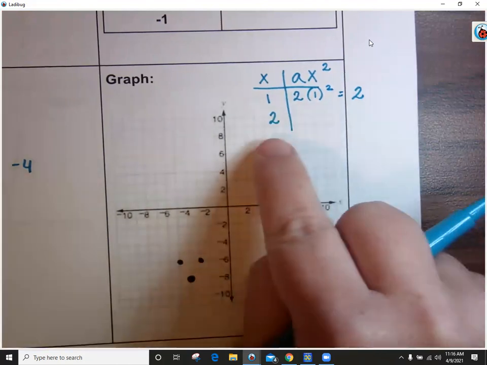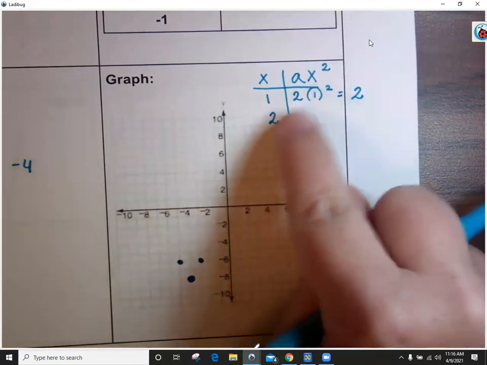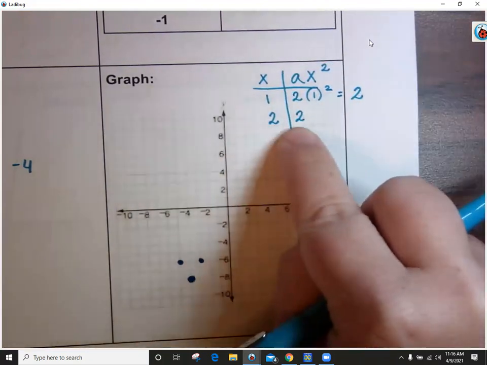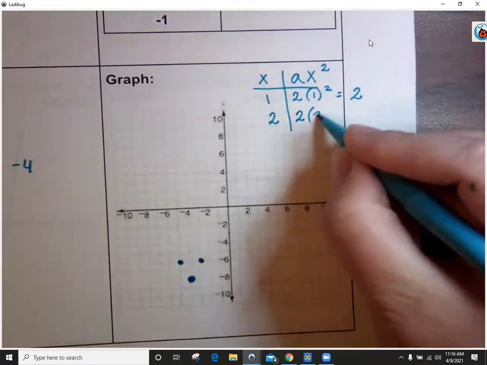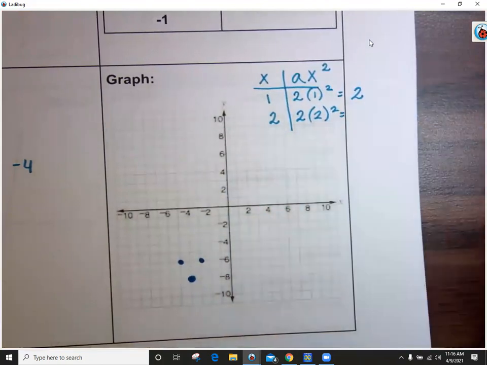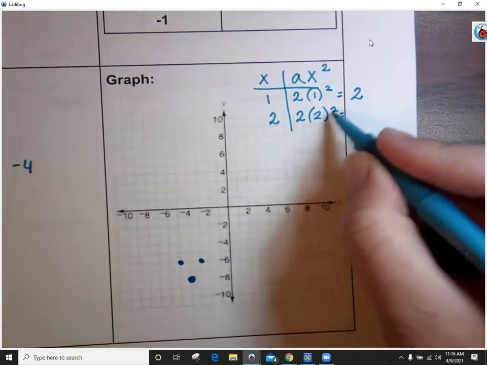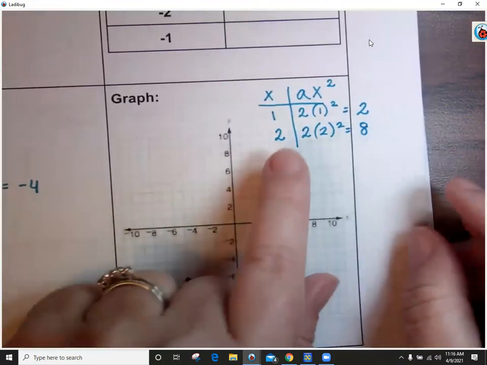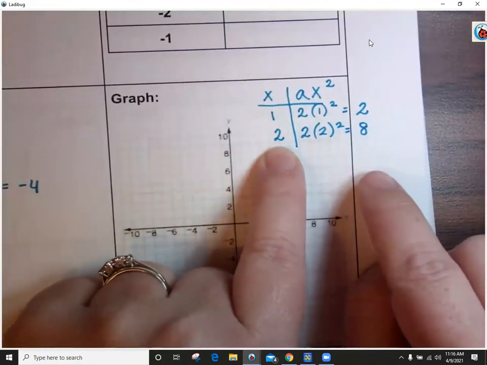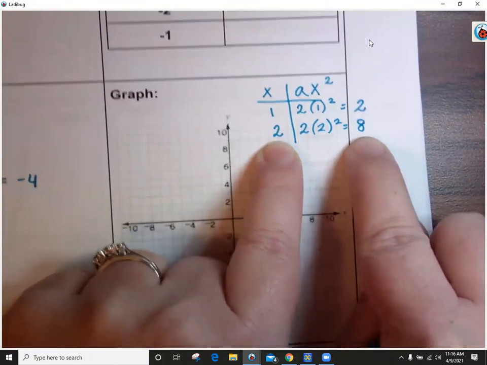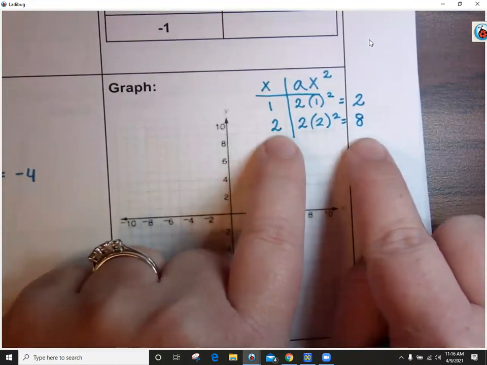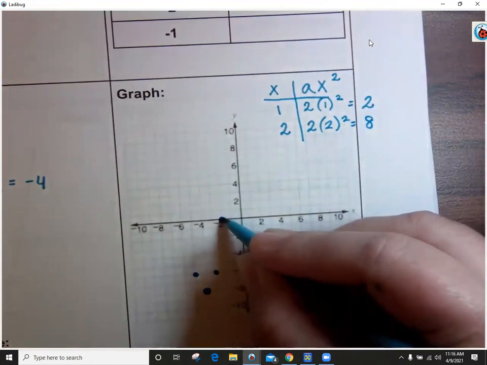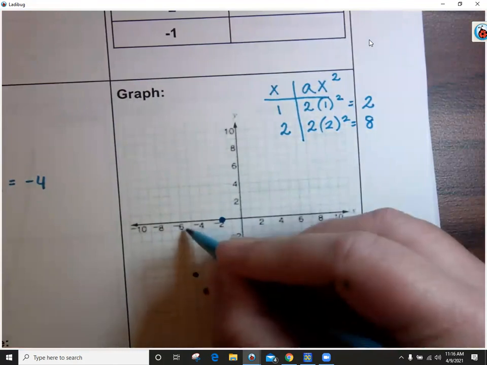Then we do the same thing, but now we're going to use an x value of 2. The a value still stays 2 because that's the a value from the equation. So it would be 2 times 2 squared. 2 squared is 4. 4 times 2 is 8. So what this says is you need to make a horizontal move of 2 and a vertical move of 8 away from the vertex. So from the vertex over 2 and up 8, on both sides.